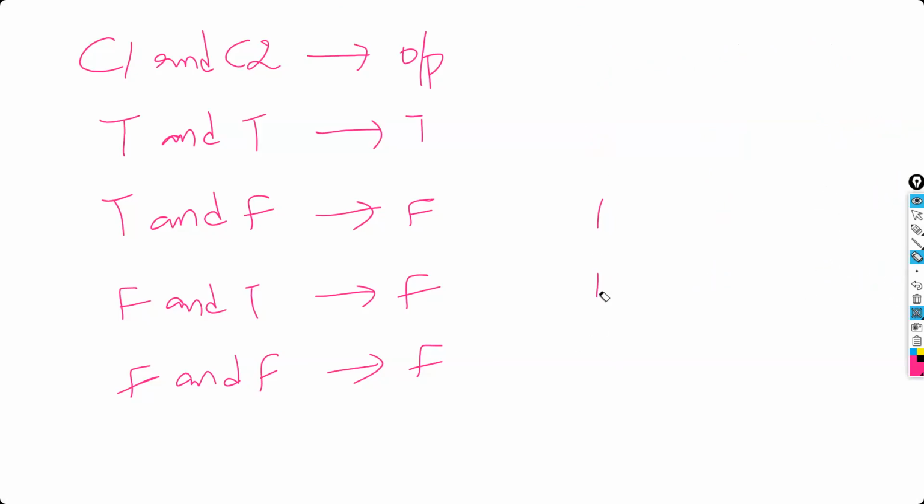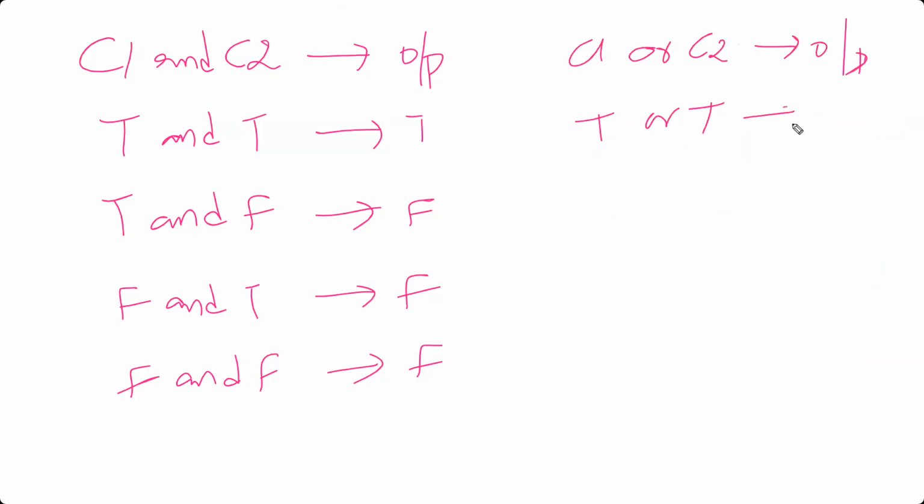When you are having the operator called OR, any one being true is sufficient. So C1 or C2, what is the overall output? The first one is true, the second one is also true. What is the output? True. Even if any one condition is satisfied, the output is true.